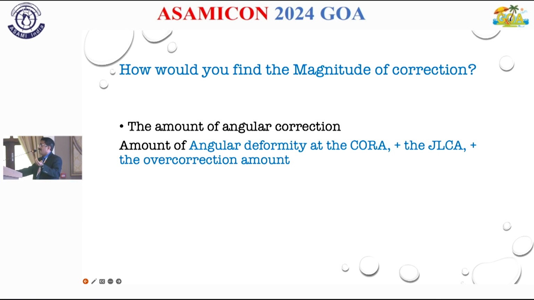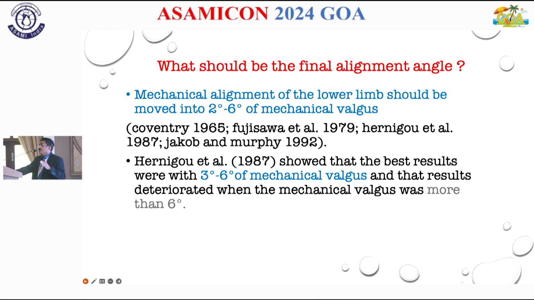But how will you correct? What angle do you have to reach? The answer is, the amount of angular correction is the angular deformity of CORA plus the JLCA plus the overcorrection. What is the overcorrection needed? So what should be the final angle, to find out the overcorrection?